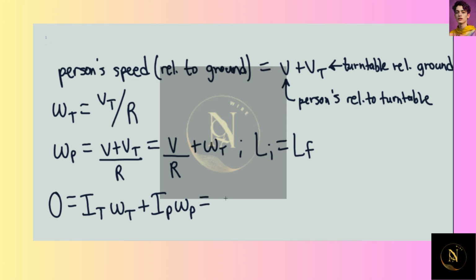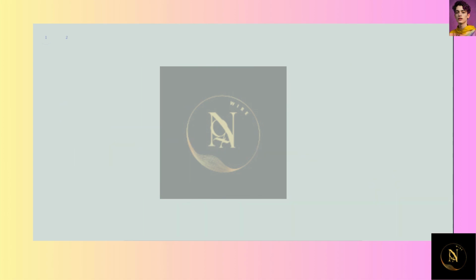This is going to be equal to the moment of inertia of the turntable times the angular velocity of the turntable, plus mr squared multiplied by the angular velocity of the turntable plus the velocity of the person relative to the turntable divided by r. And so we can then say that the angular velocity of the turntable is going to be equal to negative mrv divided by I sub t plus mr squared.